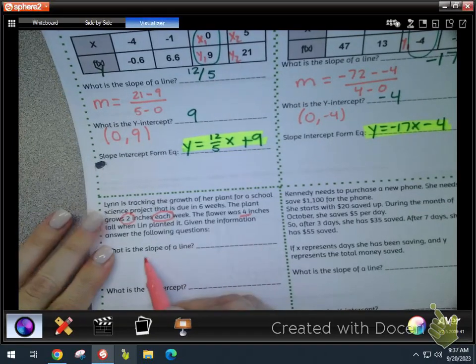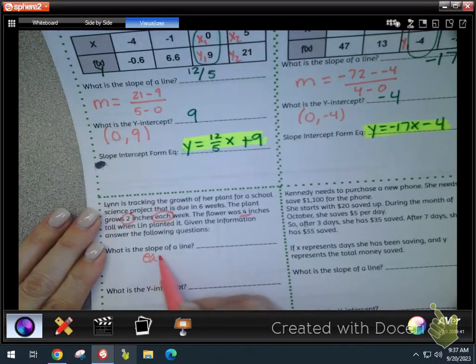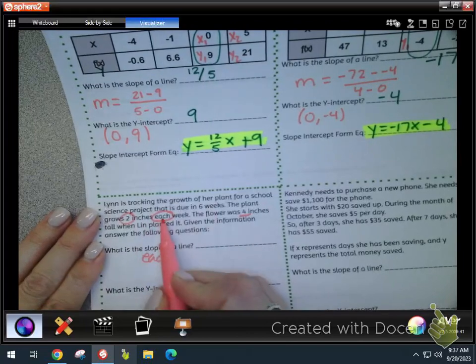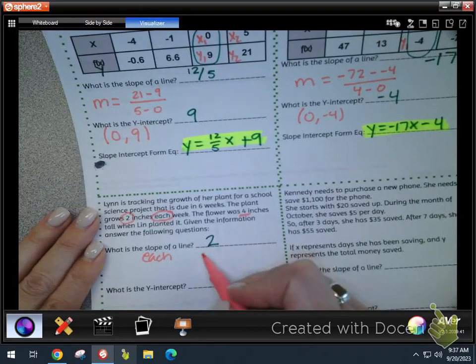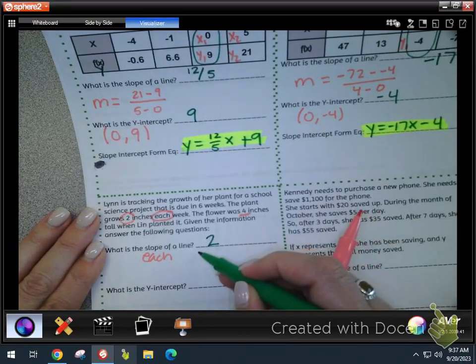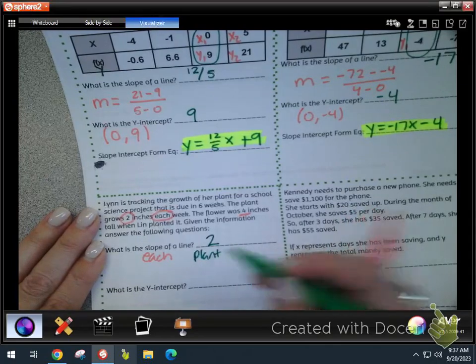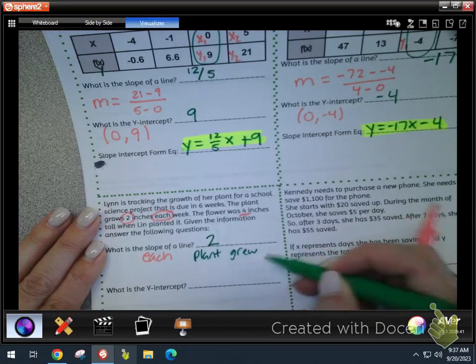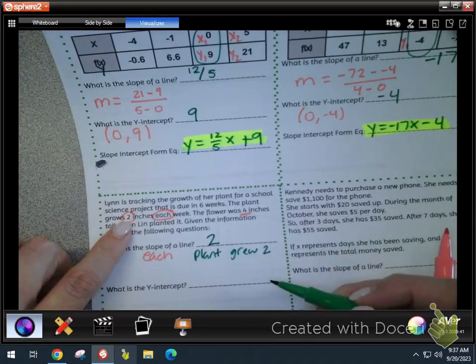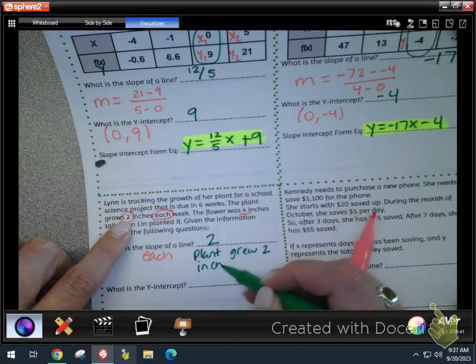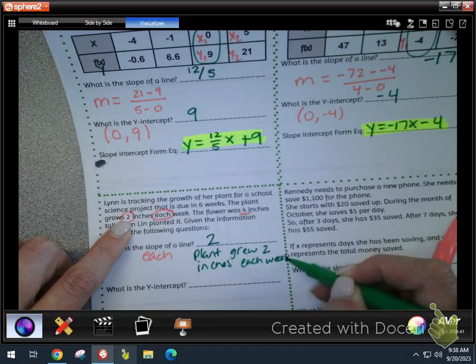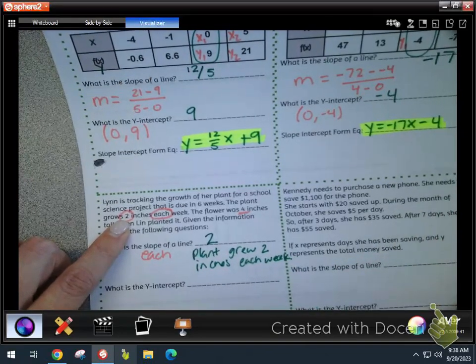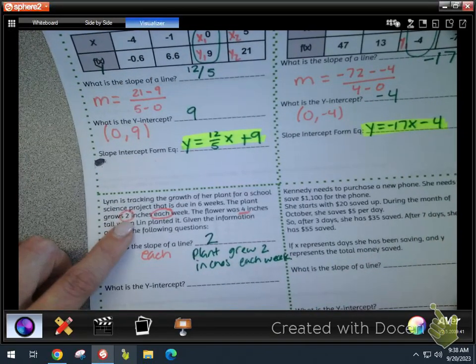So remember slope, we're looking for those key words. There it is, each. What number did it grow each week? 2. So my slope is 2. Okay, what does that mean in the story? The plant grew how much? 2 inches each week. It's literally in the story. That's the rate that it's growing by.